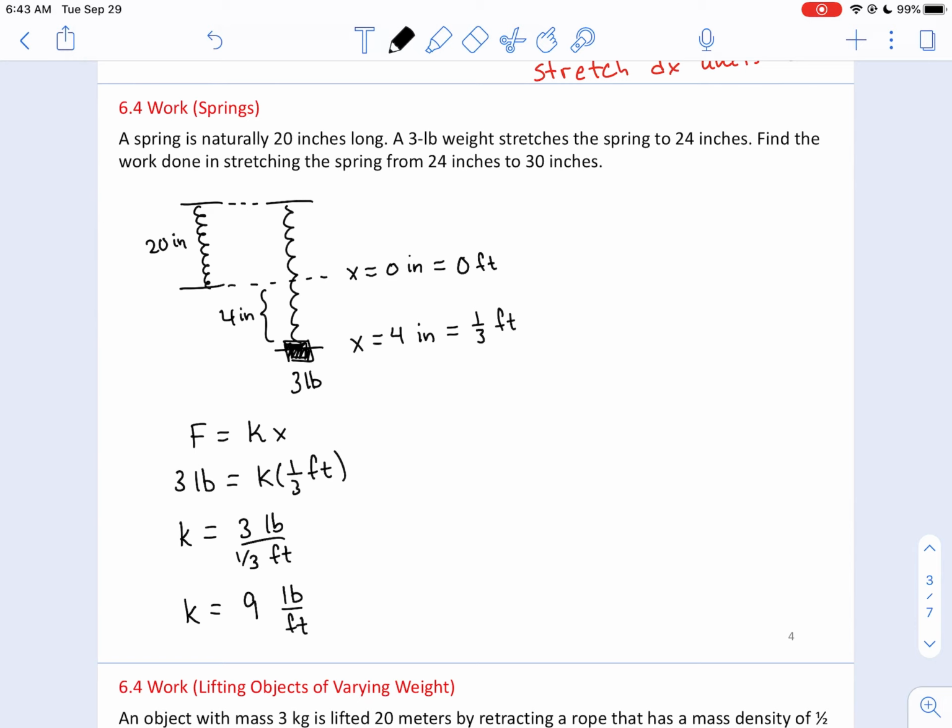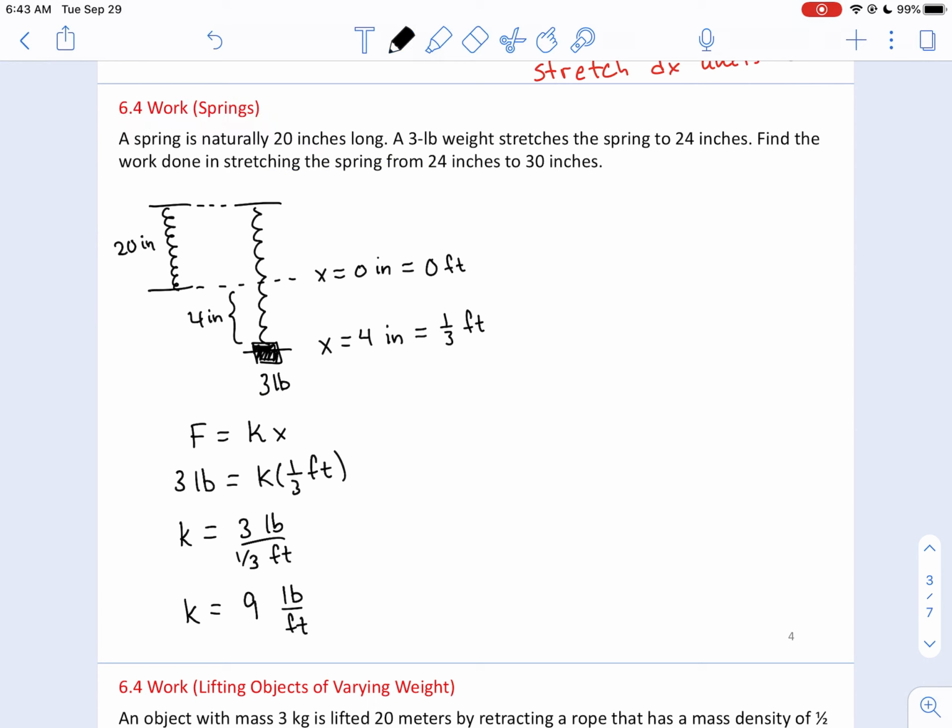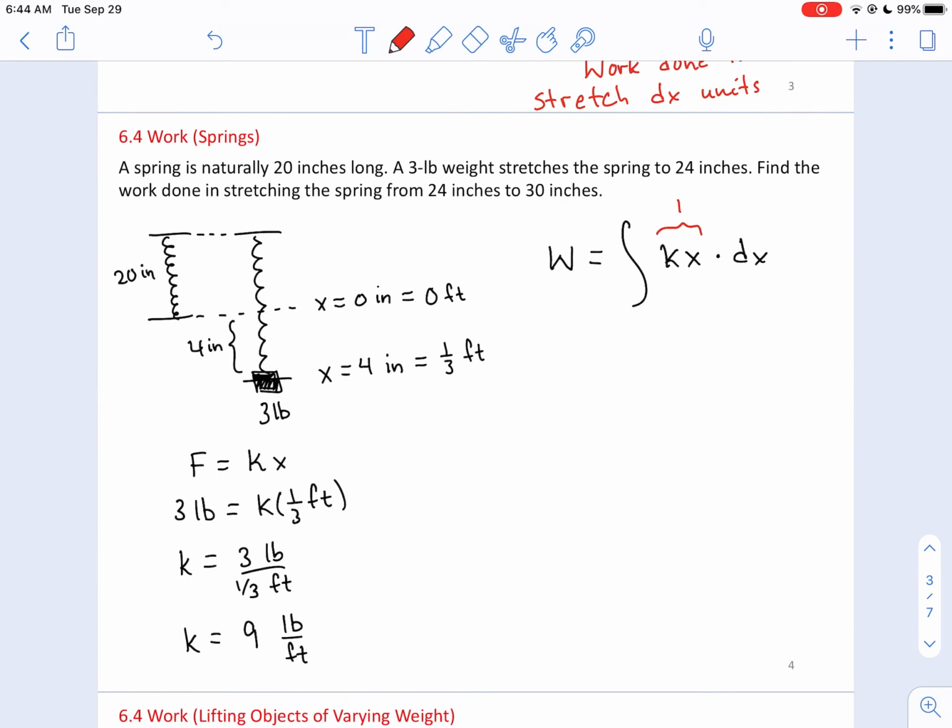This F equals kx is not an entirely accurate model, but it's a good enough model to work with. Once I know k, I'm going to set up the work integral for the spring. So it's kx, that's how much force is required, times the dx, which will be the distance component. Right? This part here is the force component, and we stretch the spring an incremental dx to figure out how much work was done in that increment.